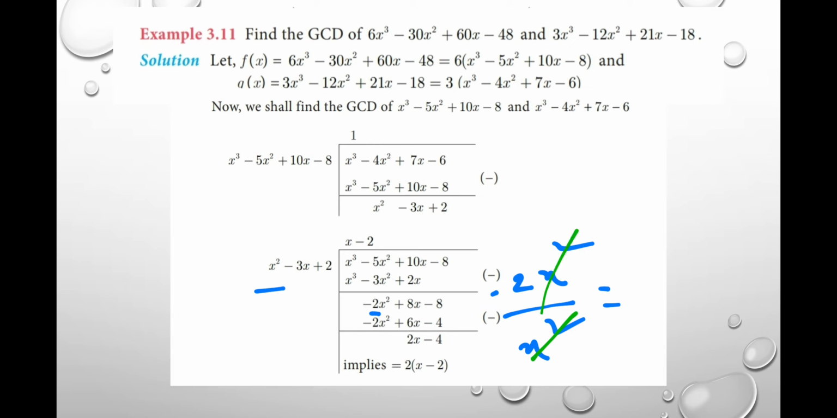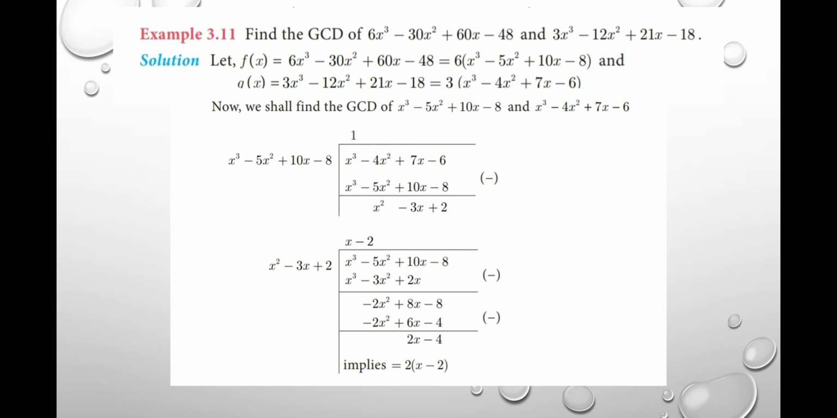Here x square gets cancelled. What is remaining? Minus 2 is remaining. So put minus 2 here and multiply each and every term by minus 2. Minus 2 into x square, minus 2x square, minus 2 into minus 3x, plus 6x, and minus 2 into plus 2, minus 4. Then subtract this. What do you get?